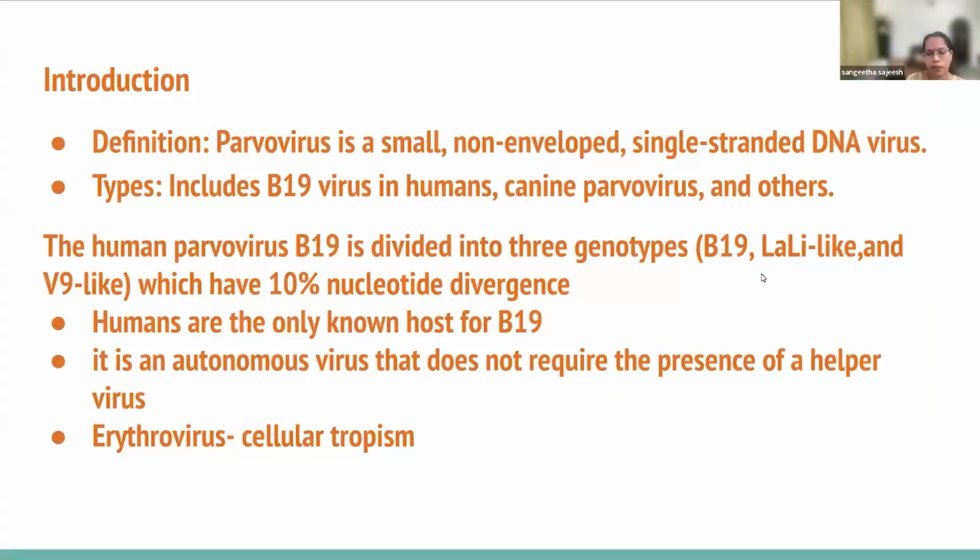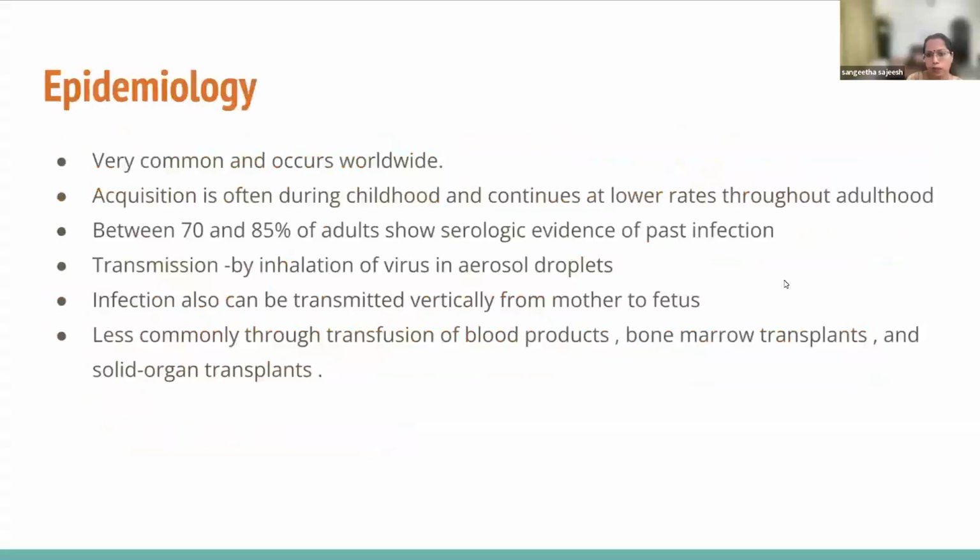So Parvovirus is a small non-enveloped single-stranded DNA virus. It is not only seen in humans, there is canine parvovirus as well. But human parvovirus B19 has multiple genotypes: B19, LA-like, and V9-like. The importance of parvovirus B19 or PVB19 is that humans are the only known host for B19. And it's an autonomous virus. It does not require the presence of a helper virus. And it has a specific cellular tropism. That means it has an affinity to the erythroid progenitor cells.